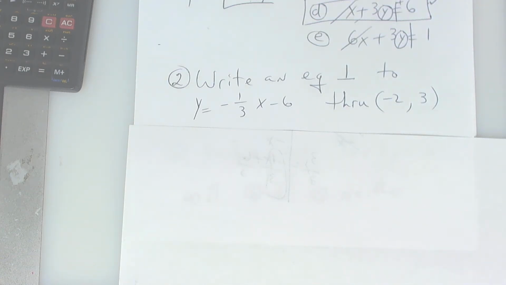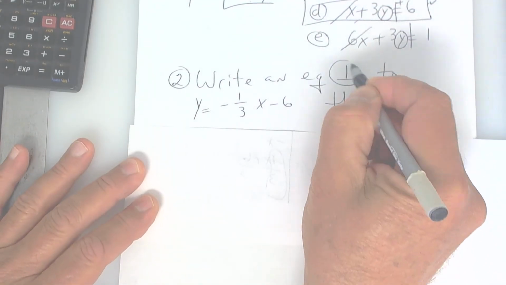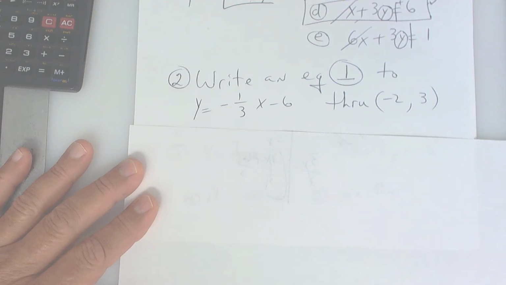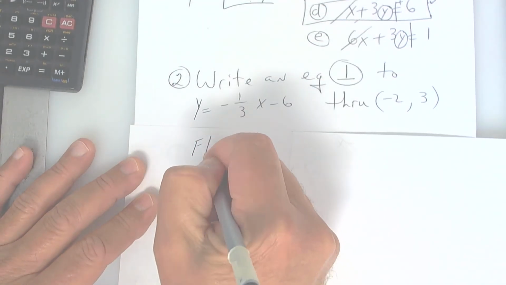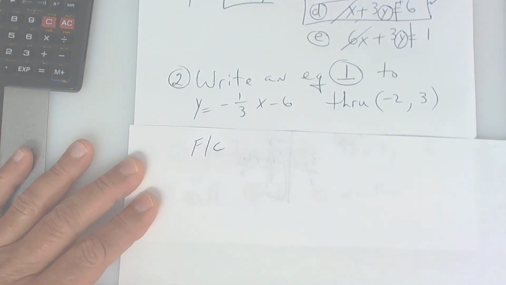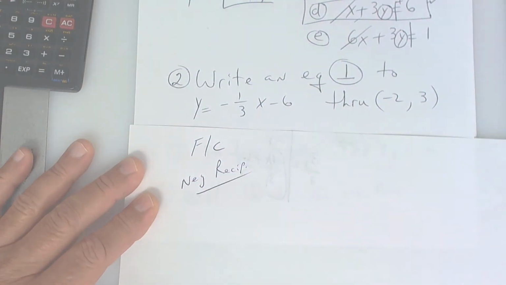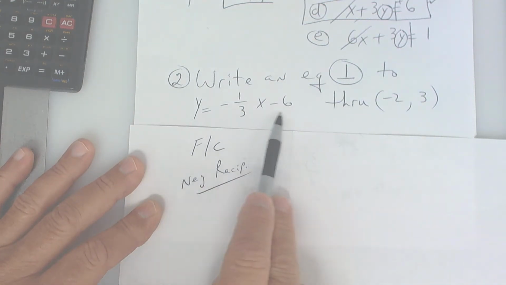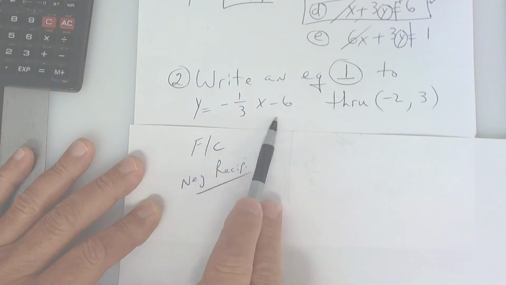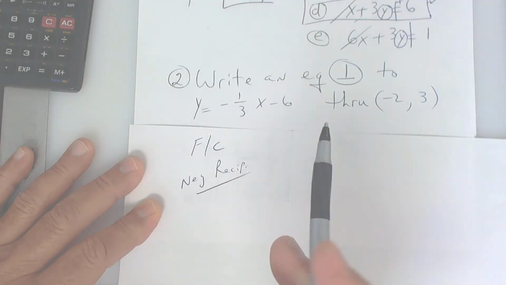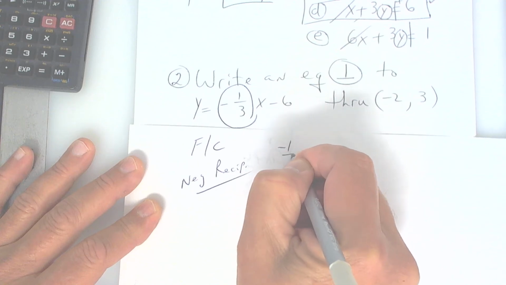All right, so look up here. Do they want parallel or perpendicular? All right. So, what 2 things do you have to do to get perpendicular? I gave it to you. FC, flip change. What does the book say? The book says negative reciprocal. Anyway, which one of these is my slope? Awesome. So put negative 1/3.